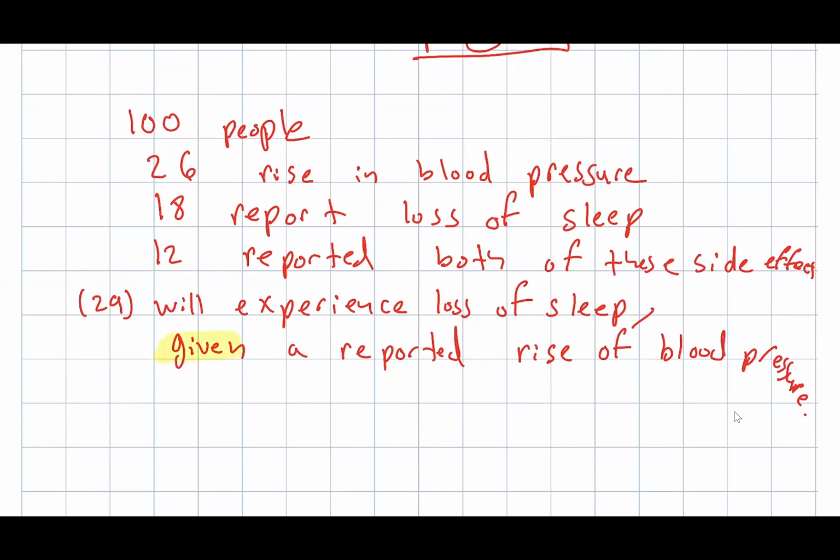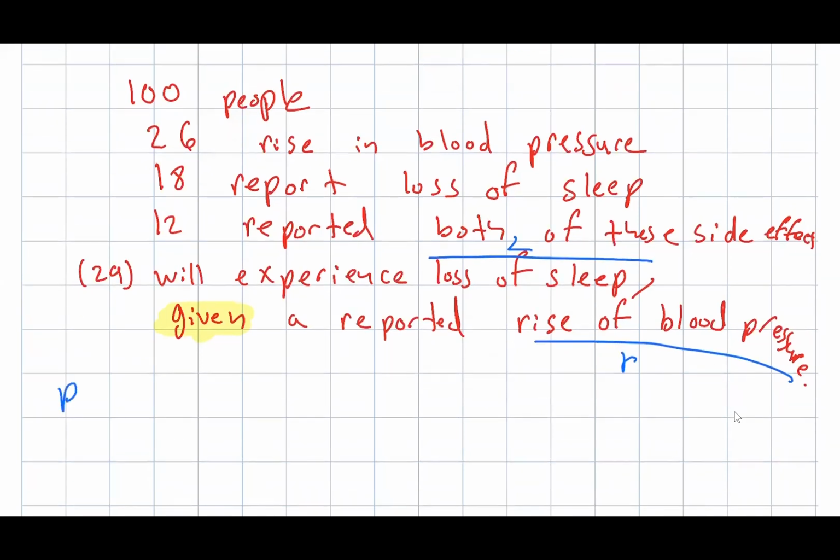So right here is the given. The given is important because this is information that's given to us, information that we already know has happened. So for this one, I'm going to say loss of sleep, and I'm just going to label this as L. I'm going to say rise of blood pressure, and label this as R.